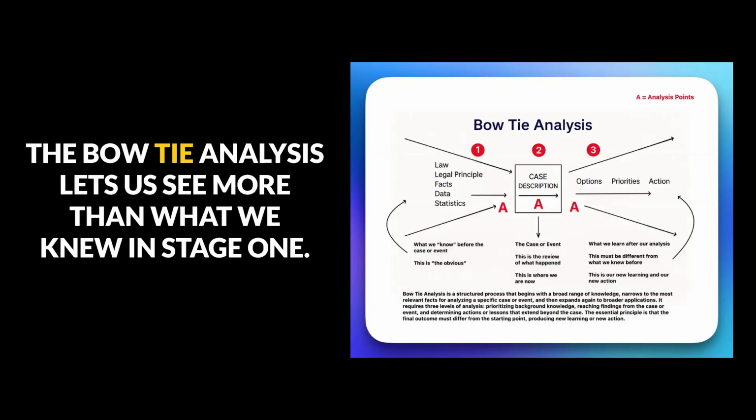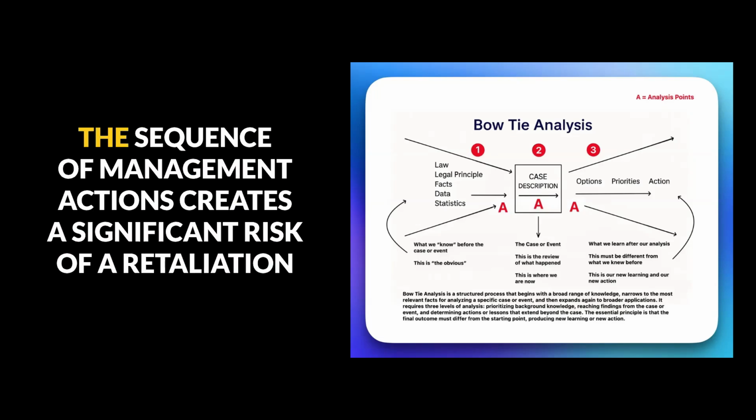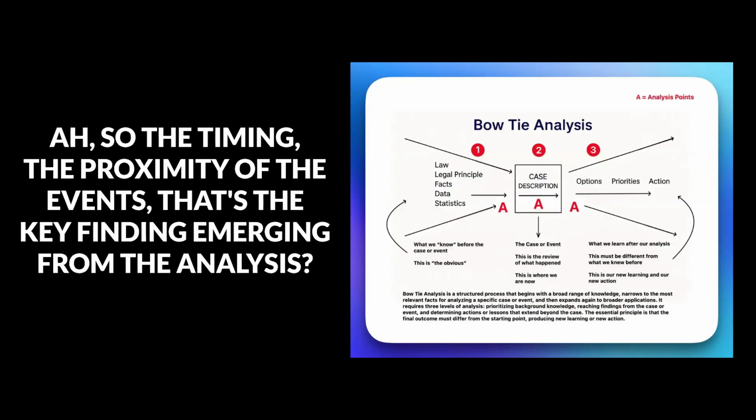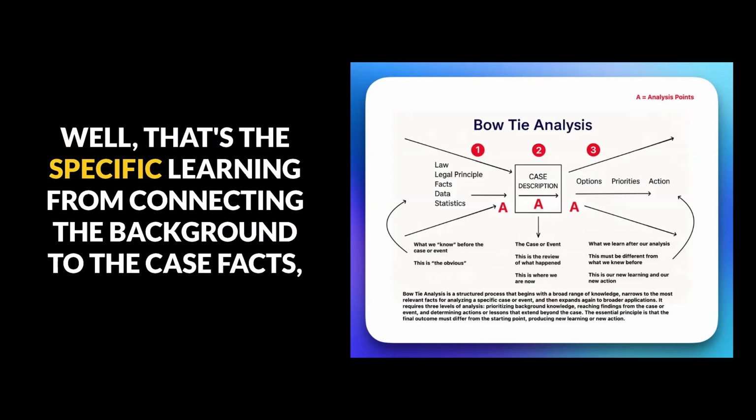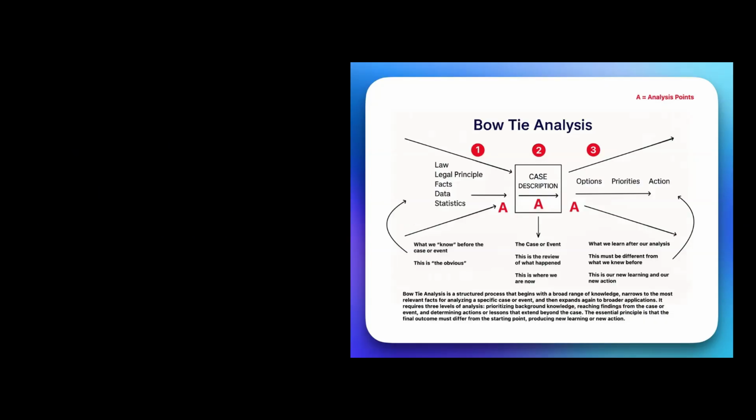Exactly. The bow tie analysis lets us see more than what we knew in stage 1. In stage 3, we can see something new that wasn't obvious just from company policies. The sequence of management actions creates a significant risk of a retaliation claim, even if the performance review is justified on its own merits. So the timing, the proximity of the events, that's the key finding emerging from the analysis. Well, that's the specific learning from connecting the background to the case facts, and it informs management that something should be considered. Which would be?